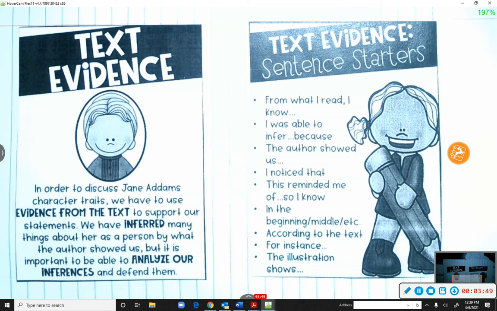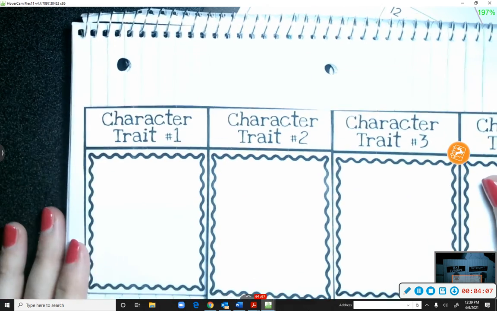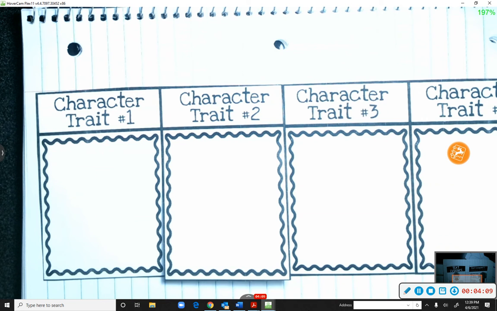If you believe she's mean, then your evidence needs to prove that she's mean. Was there anything in there that proved she was mean? No. So you have no evidence. Okay, so that's what we're going to work on now. We're going to flip to where it says character trait number 1. So what is a character trait that could describe Jane Addams?